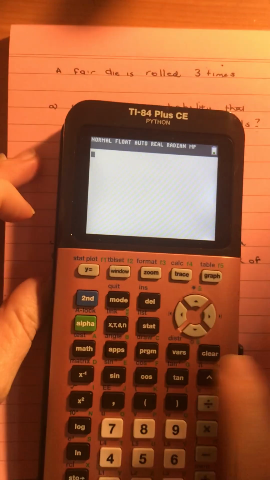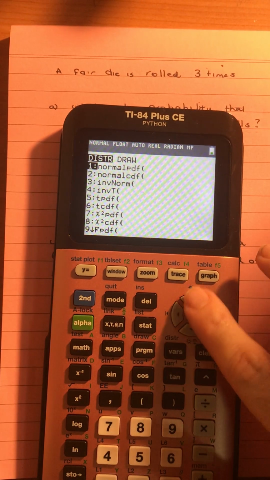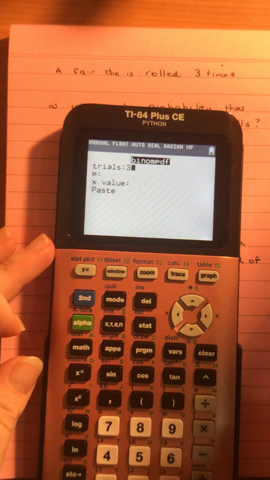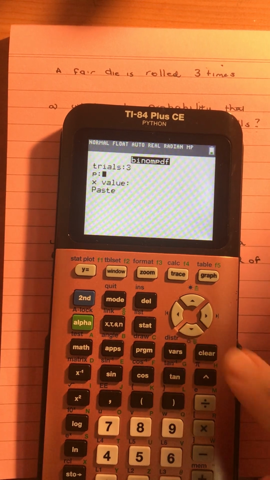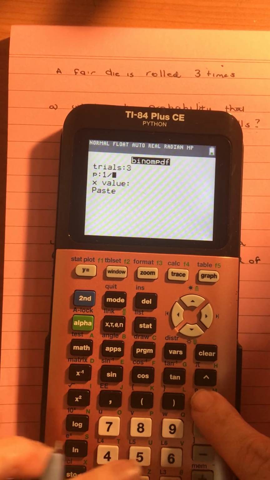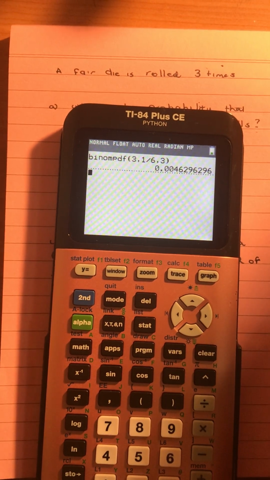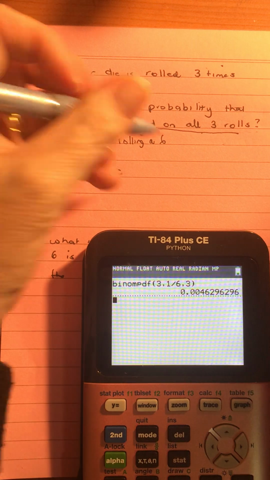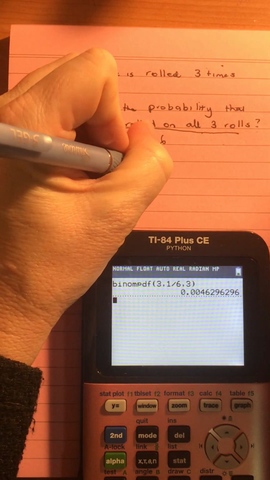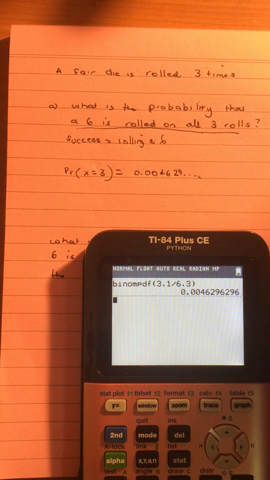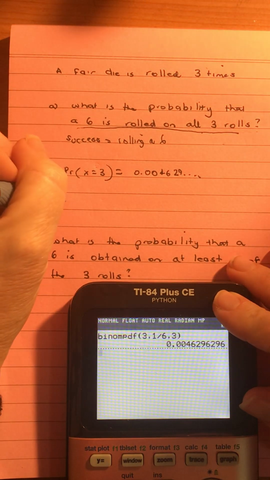And so we can go into our second VARS, scroll up to binomial PDF because we're wanting an exact value. So we've got 3 trials, our probability is going to be 1 on 6, and our x value is 3. And so we get 0.004629, etc.